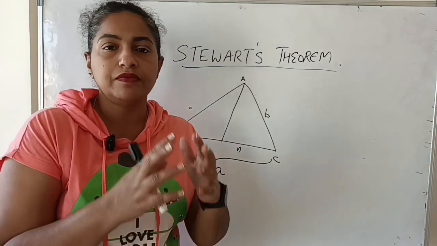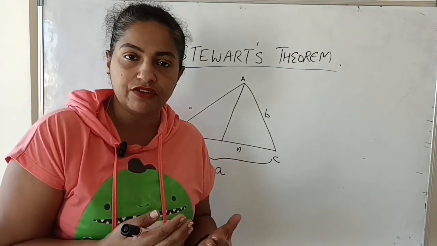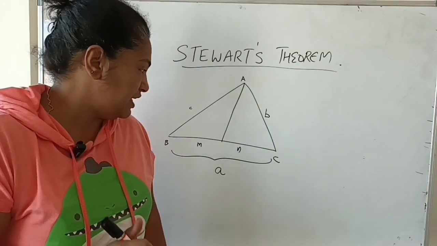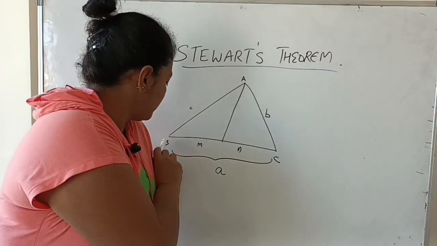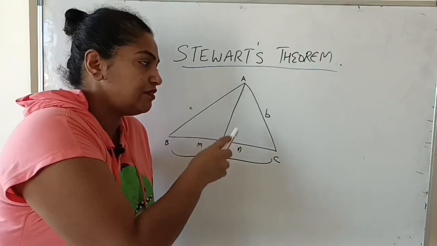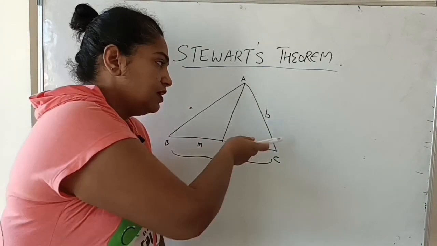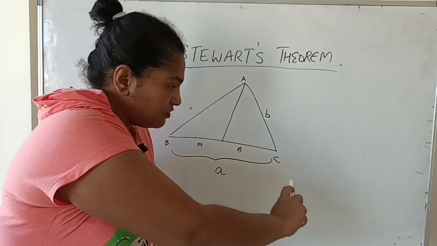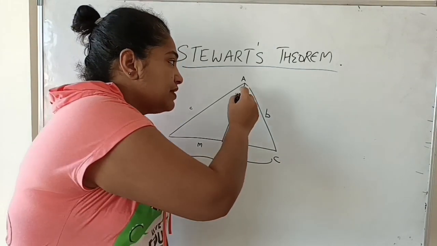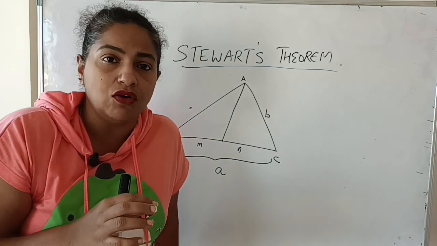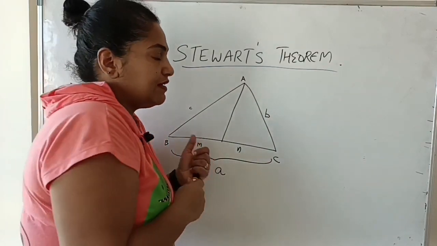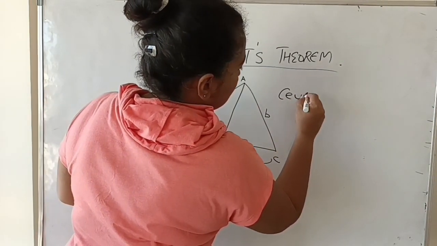Here you have a triangle. It is a random triangle. It's a scalene triangle. I have named the triangle ABC and the side length is B. Normally we use the same alphabet but in the lower case to represent the side opposite the angle. This is B and this is C, and this whole length is A. You have a line that is starting from the vertex A to the opposite side. So what is this line called? This line is called a cevian.